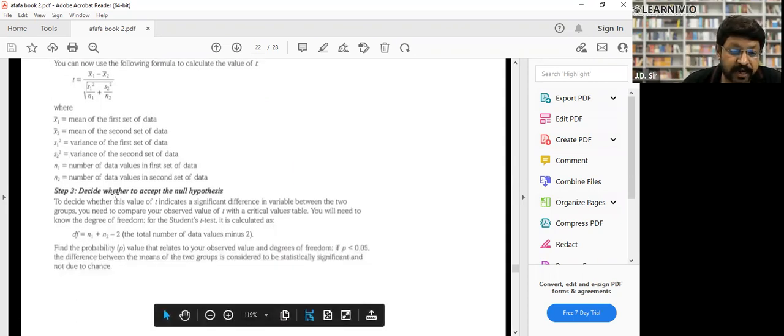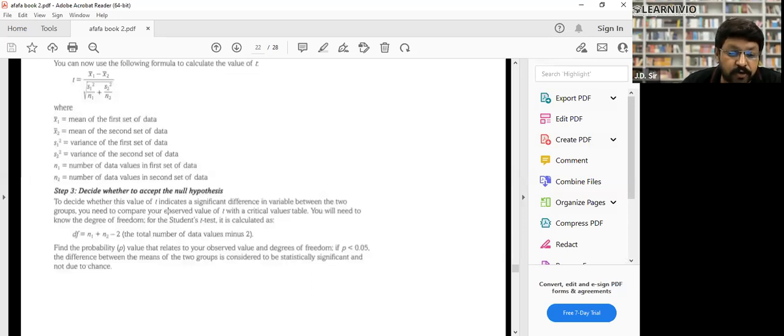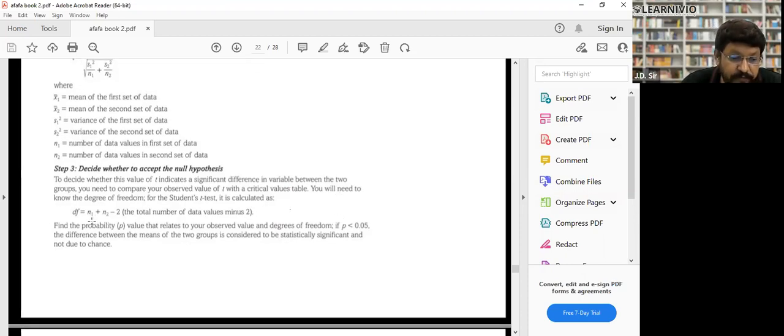Decide whether to accept the null hypothesis. To decide whether the value t indicates a significant difference between the two groups, you need to compare the observed value t with a critical value table. You will get the table the same way as in the above example. You will need to know the degree of freedom, right? Degree of freedom is n1 plus n2 minus 2, the total number.